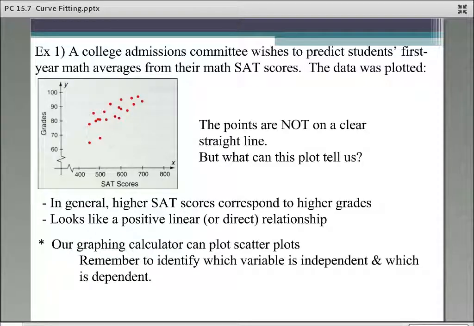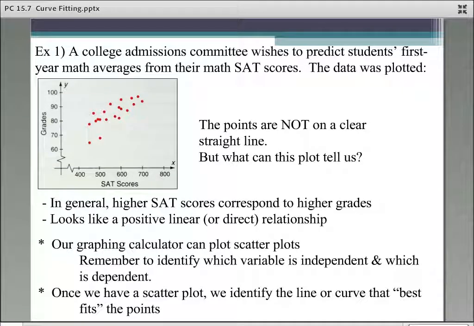So our graphing calculator can plot scatter plots. You do need to remember to identify which variable is the independent one and which one is the dependent one. And then once we have a scatter plot, we identify the line or curve that best fits the points. That's what we did with the M&M project when you came up with the equation.